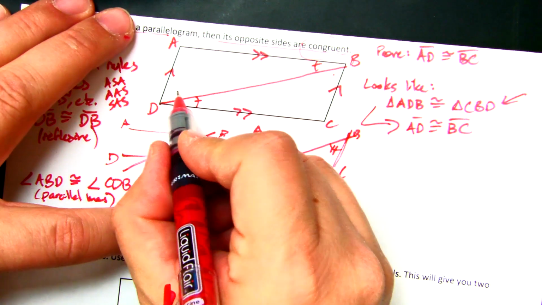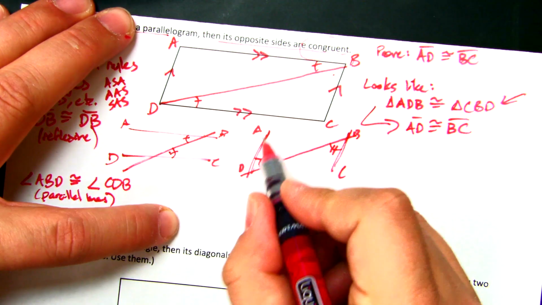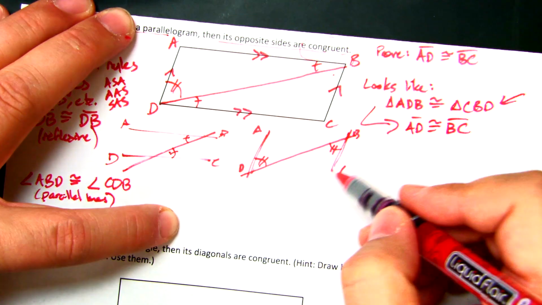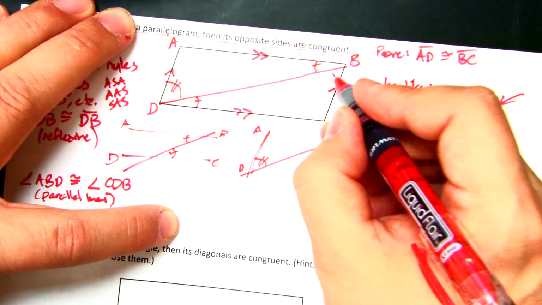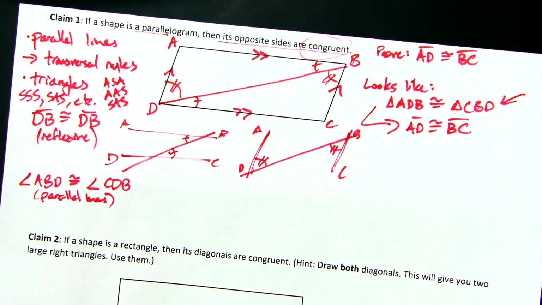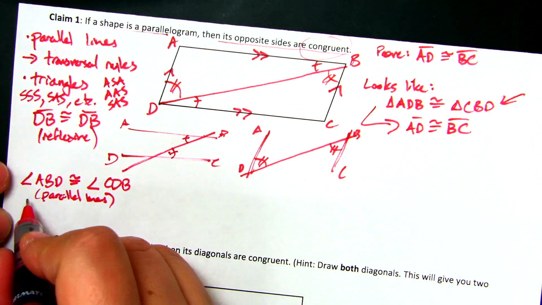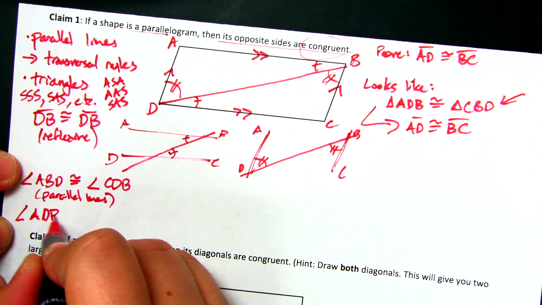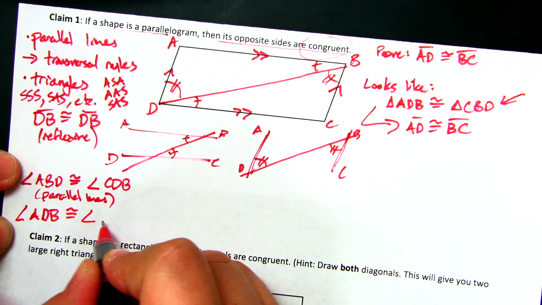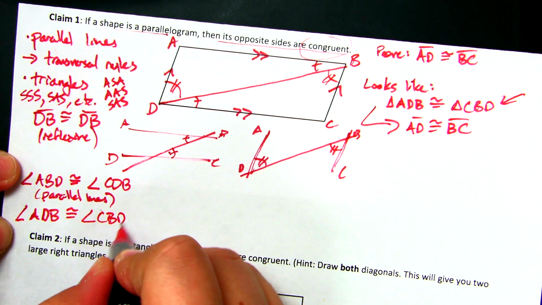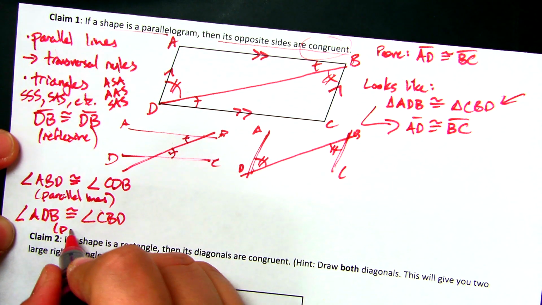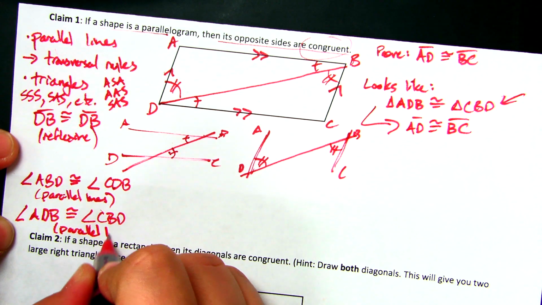What does that look like on the diagram up here? This is ADB, and CBD, right here. Okay, well, that's useful, right? ADB is congruent to angle CBD. It looks a lot like what we wrote before, but if you look closely, it's different. And again, that's just our parallel lines theorems.